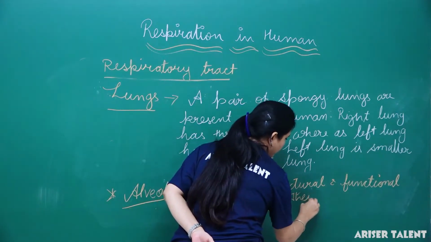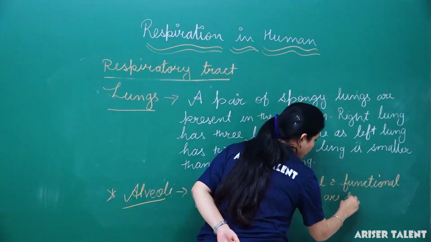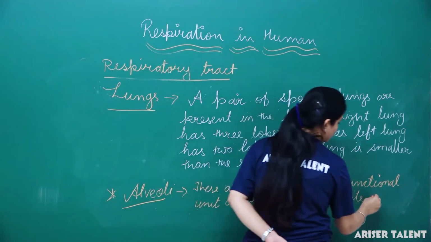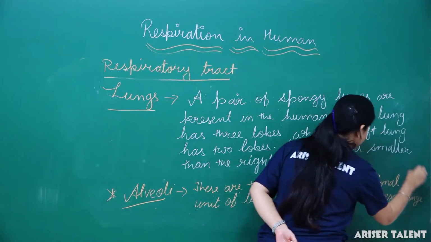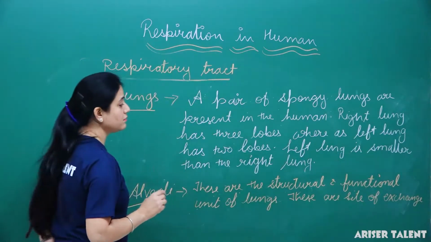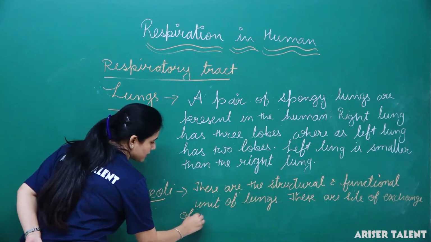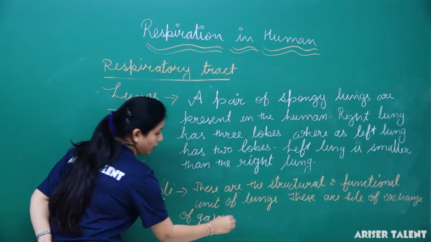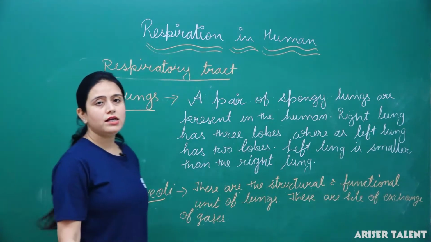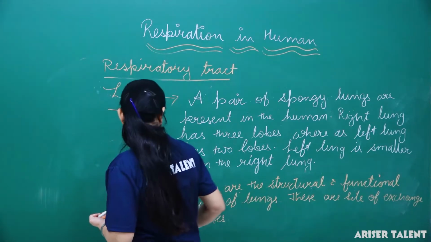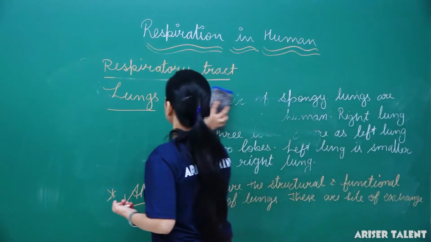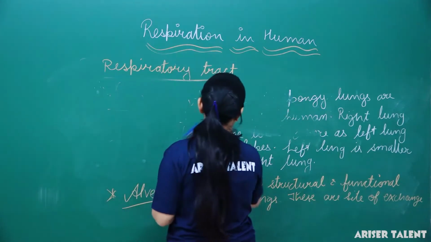These are the site of exchange of gases. So these alveoli are responsible for exchange of gases in humans, or we can say in the lungs. This is all about the respiratory tracts in the human. Now let me explain this in short, what is the actual respiratory tract in humans.